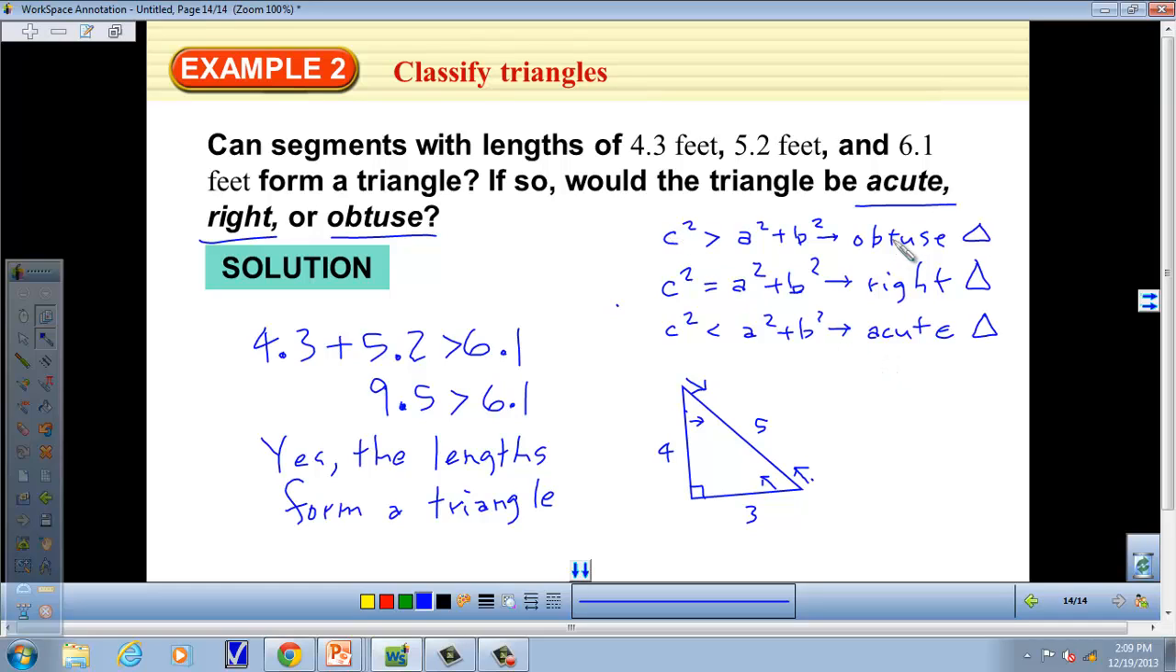If c squared is bigger than a squared plus b squared, we get obtuse. If c squared is less than a squared plus b squared, we get acute. And this is pretty easy to remember because if it's right on, if it's equal, then it's right. If it's smaller than a right triangle, then it's going to be an acute triangle. If it's greater, that angle, then it's going to be an obtuse triangle.